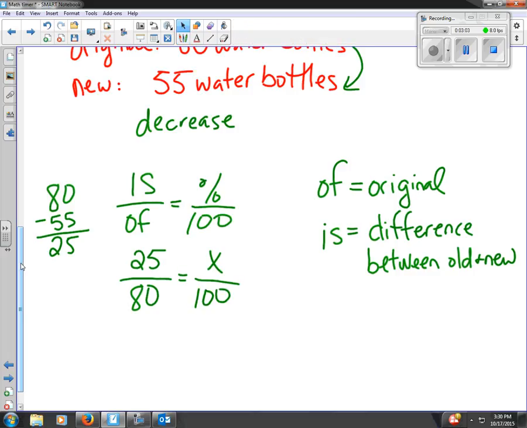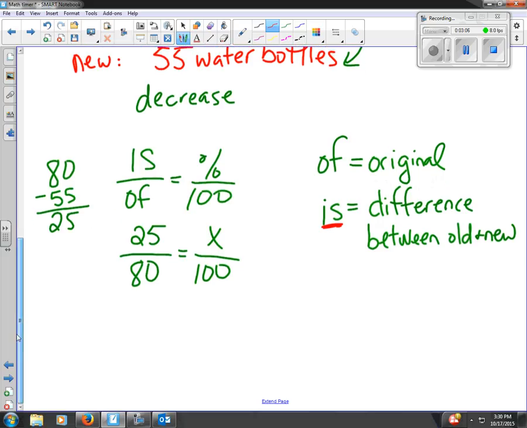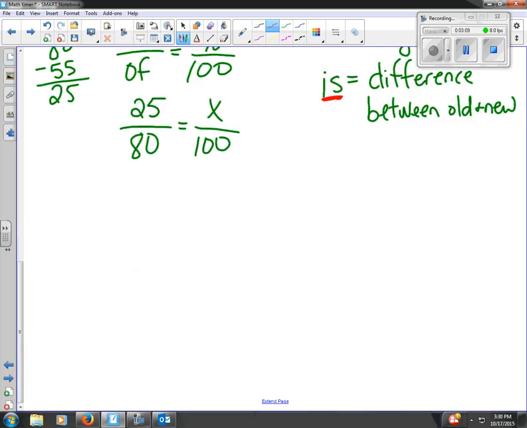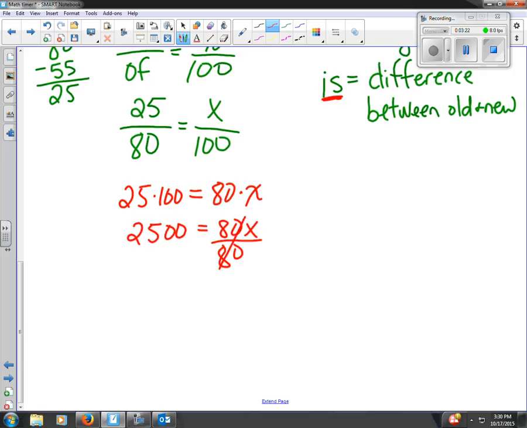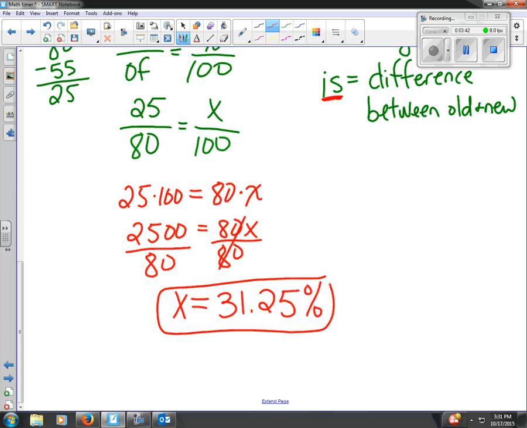That's what I'm looking for. So the tricky part is figuring out this is. Okay? So we have 25 times 100 equals 80 times x. Okay. 25 times 100 is 2500 equals 80x. We got to get 80 over here, so we divide by 80. So 2500 divided by 80, and you get the percent to be 31.25. Don't forget your percent sign.